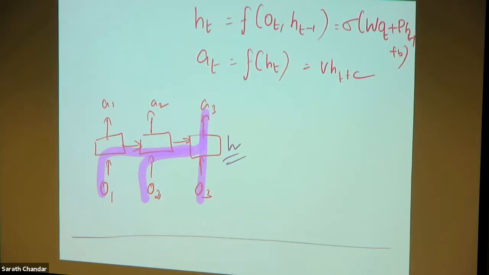Any other questions? Okay, so I think that concludes our discussion on partially observable situations and how to deal with them.